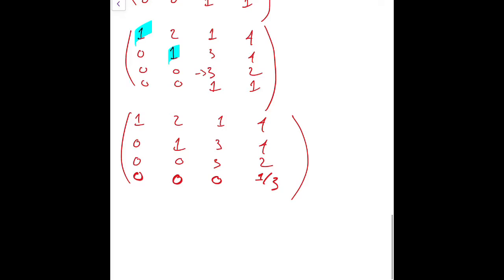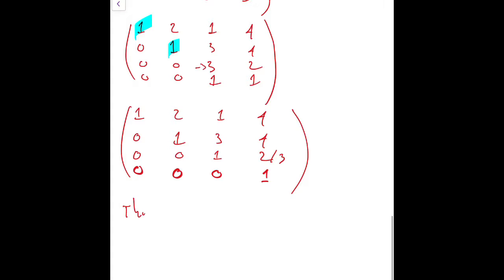Okay, and of course we can just multiply the bottom row by 3 and get a 1 there. That wasn't necessary. And we can also divide the third row by 3 to get a 1 there and a 2/3 there. Okay, so this matrix is in row echelon form.